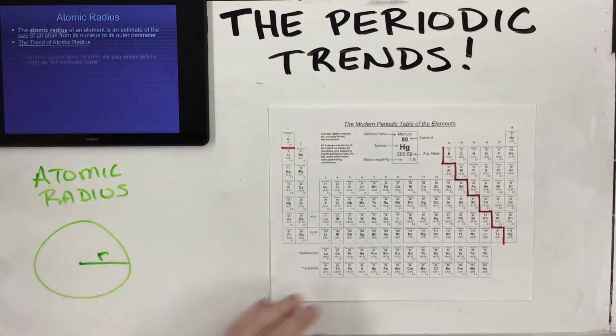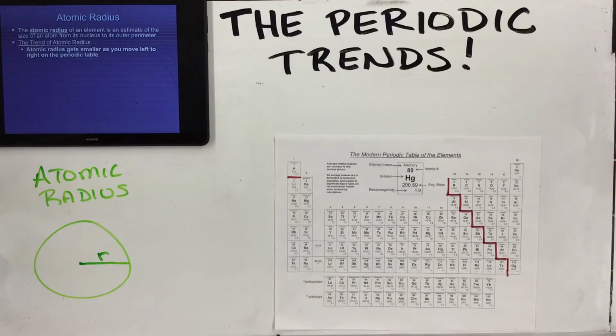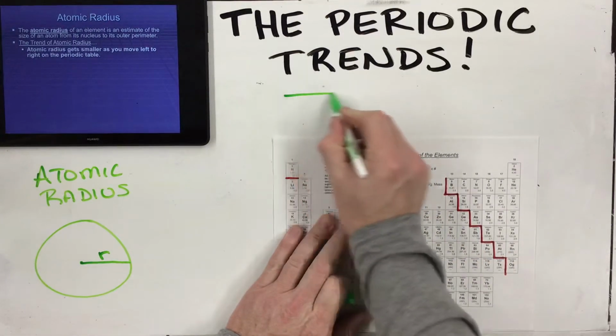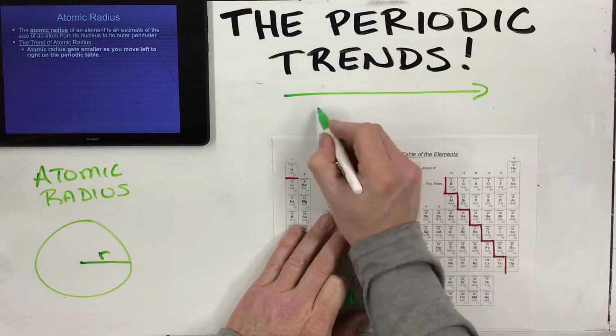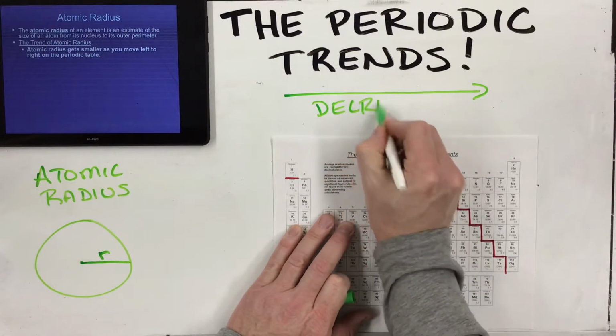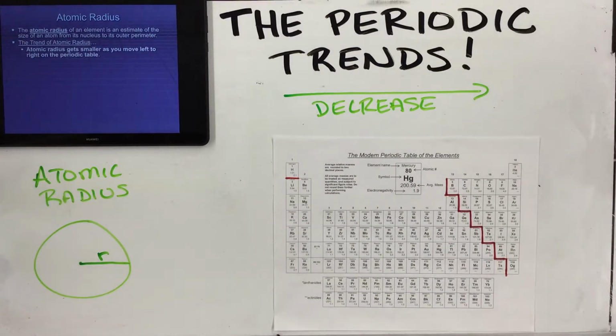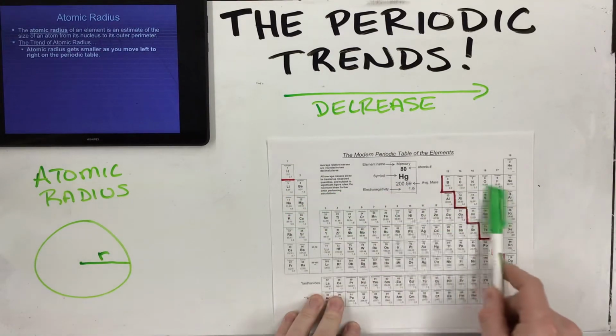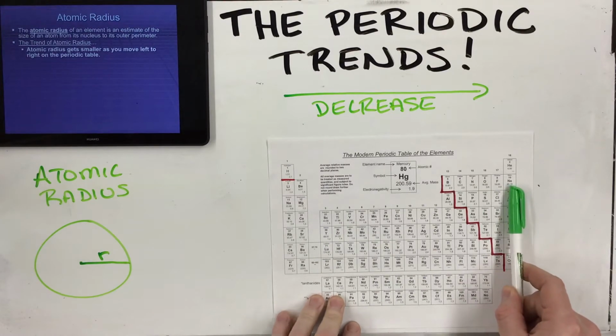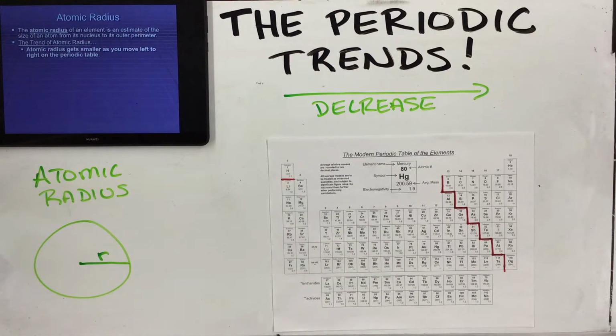Now, the atomic radius, as we go across the periodic table in this direction, left to right, is going to decrease. Now, why is it going to decrease? Well, as we go left to right, the atomic number increases. This means we're adding more protons. If we're adding more protons to the nucleus of the atom, that's putting on a greater attractive force to those electrons that are in those shells, especially the ones in the outer shell.